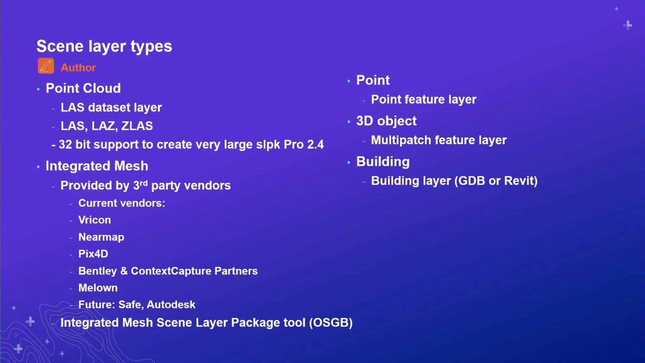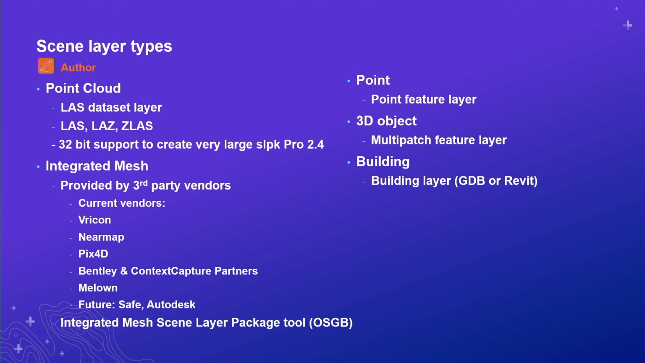Currently, you can create a scene layer from the following input types. For point cloud scene layers, you can share a LAS dataset layer. All symbology and properties you have defined will be honored. You can also directly input LAS, Z, or ZLAS into the SLPK tool. Point cloud supports 32-bit, allowing you to create very large point cloud scene layers.